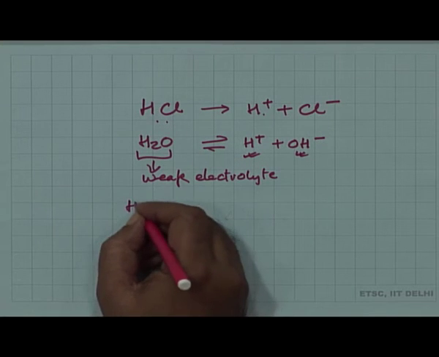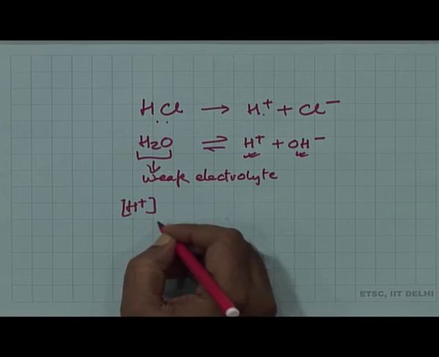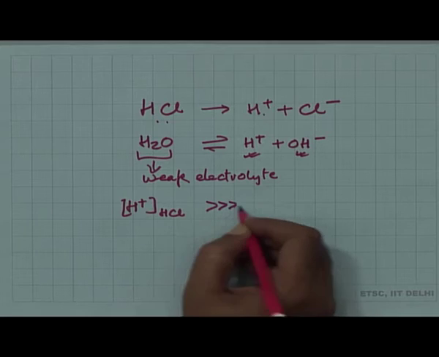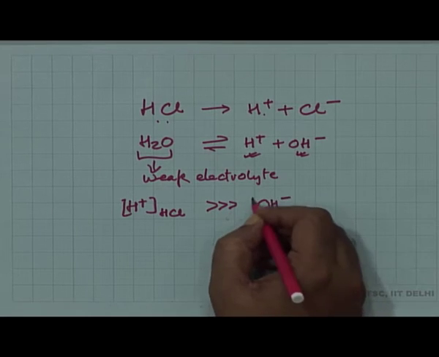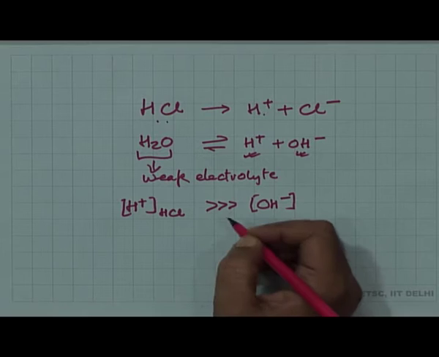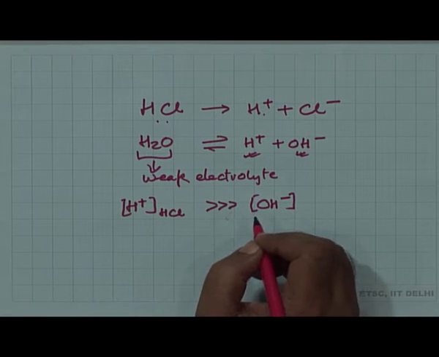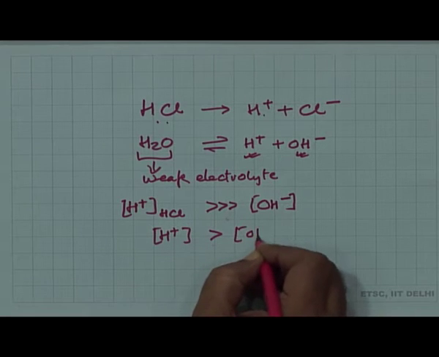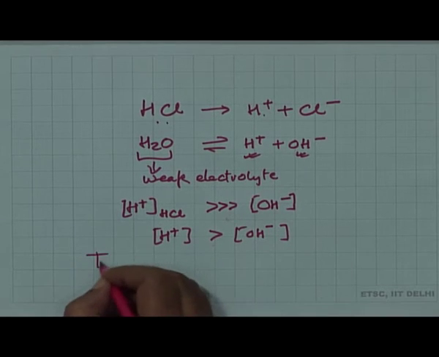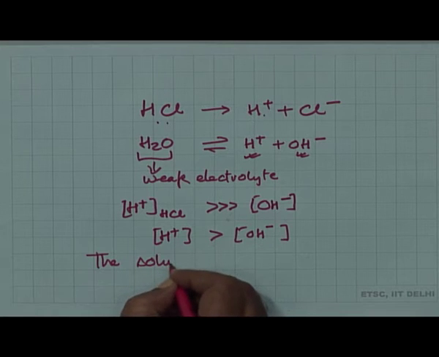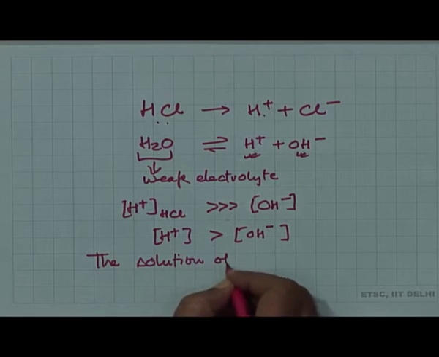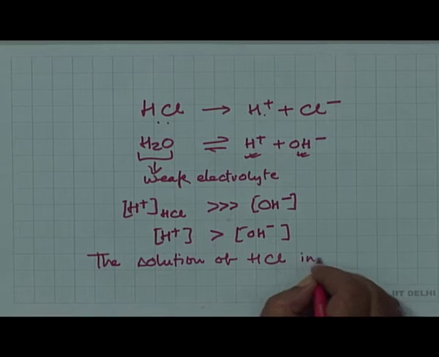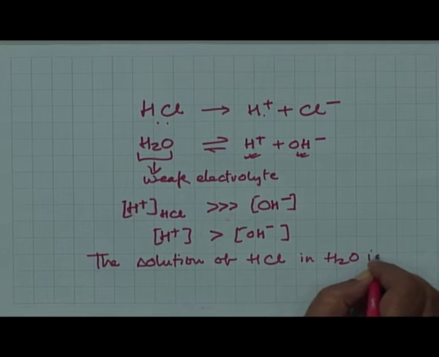So, H+ from HCl is generally quite greater than the OH- ion concentration. Since the H+ ion concentration is greater than the OH- ion concentration, the solution of HCl in water is acidic.